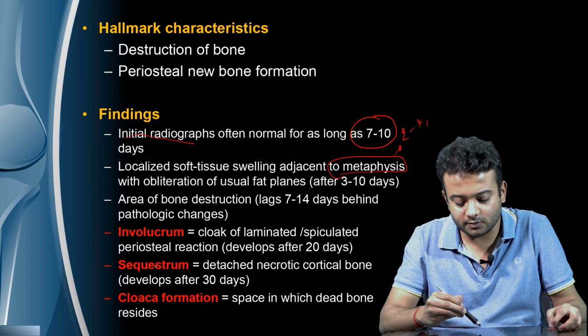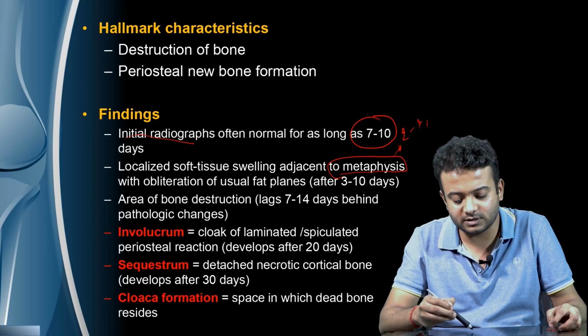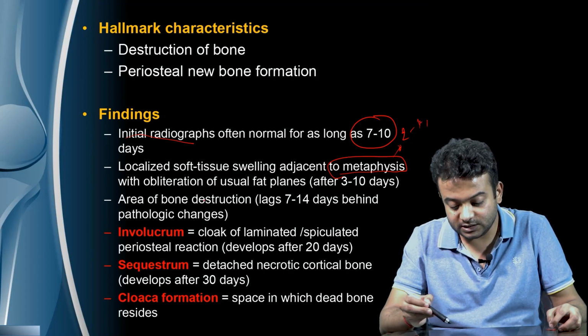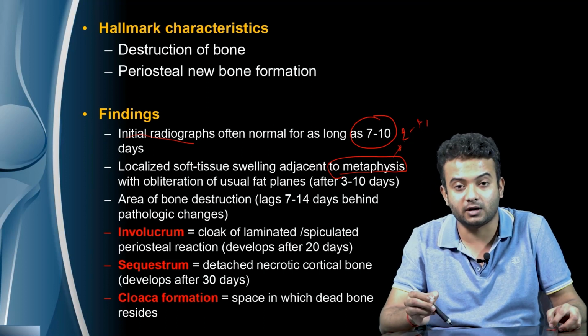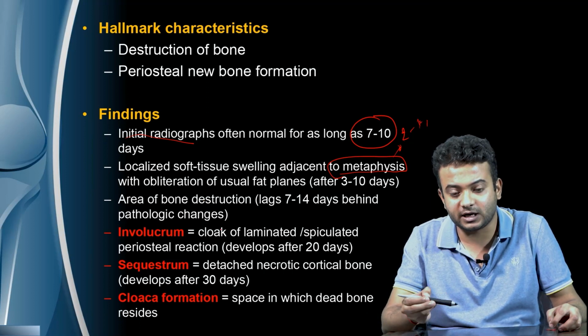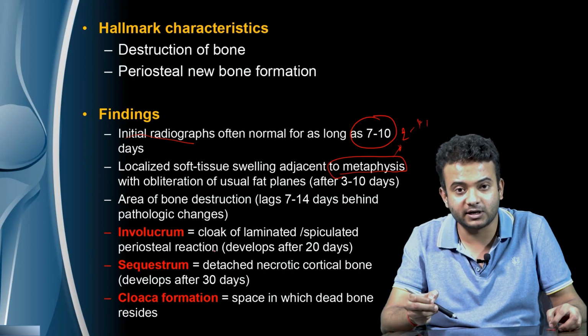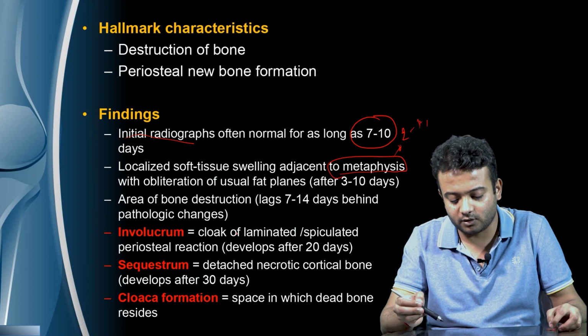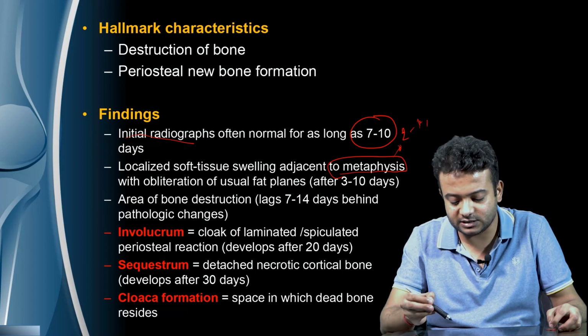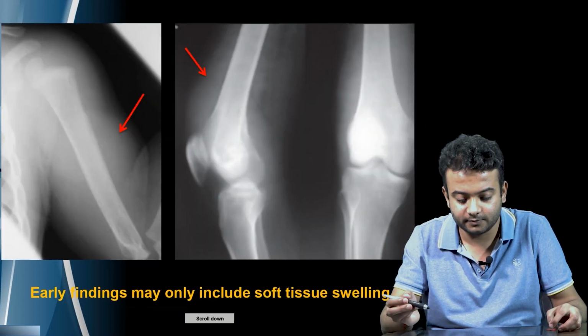And we talk about involucrum, sequestrum, and cloaca formation. Involucrum is a piece of laminated or spiculated periosteal reaction. It's a new bone formation around the dead bone. Sequestrum is a piece of necrotic bone which can develop after 30 days, and the cloaca formation is a defect in the involucrum, a space in which the dead bone can reside.